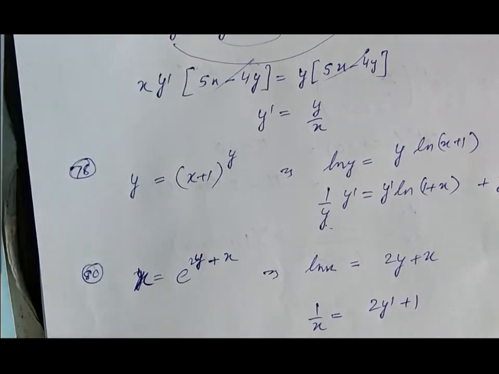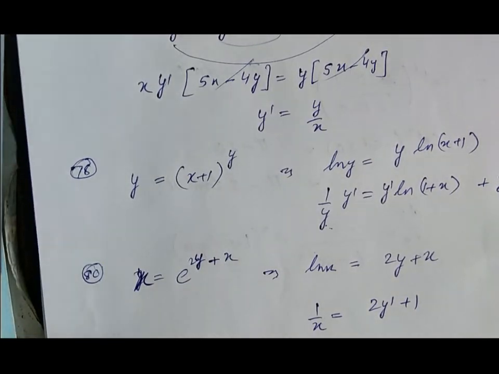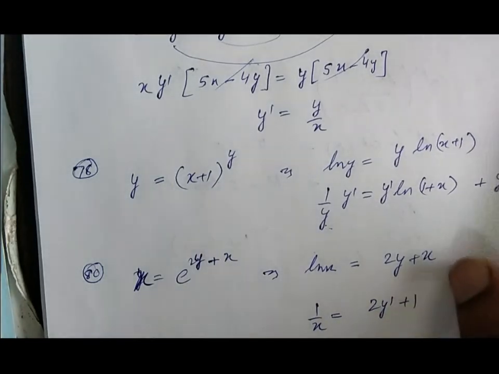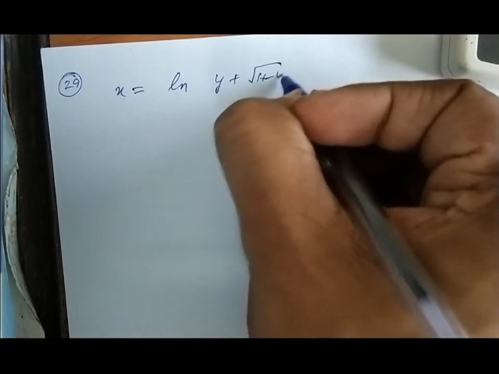Moving to doubts of exercise 1b. So there are just two doubts from exercise 1b. Question number 29. Let me get exercise 1b first. Okay, so question number 29 says you need to calculate dy by dx. So x is equal to ln (y plus square root of 1 plus y square).